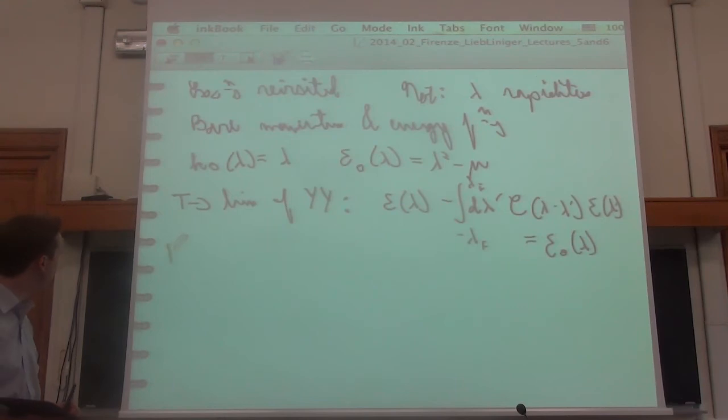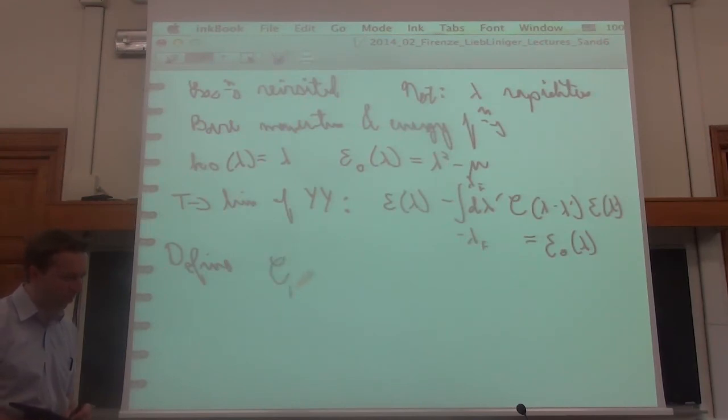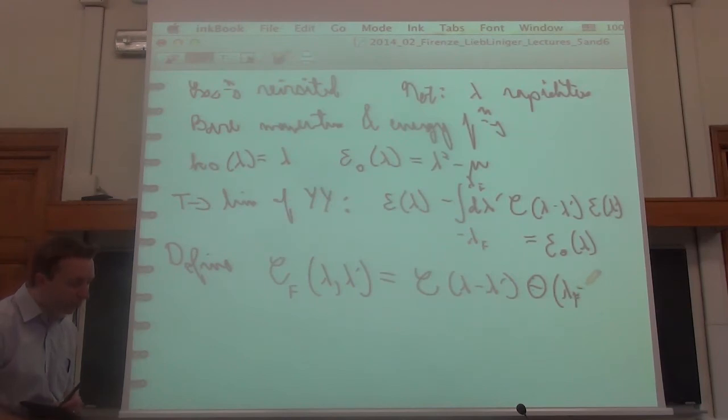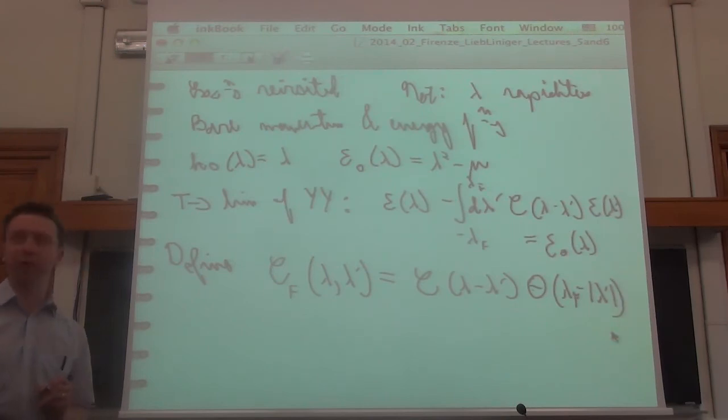We just define the following. So define an object that I will denote, I'll try to be a little bit careful here, I'll denote it as a two-parameter function, C sub F of lambda, lambda prime, and this is just our beloved kernel, but with a restriction on the value of the second argument. Okay, so this second argument, lambda prime, is within the Fermi sea.